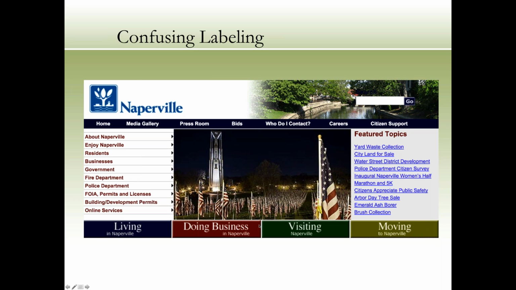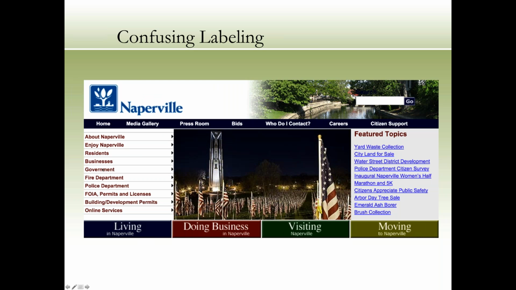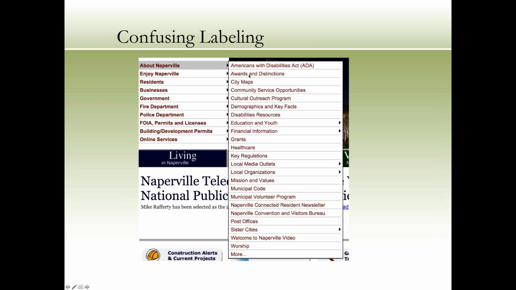And then we even have, I don't know if you guys can see my arrow, these big buttons, moving to Naperville, visiting Naperville. These are all pages as well. So it can get very confusing for the user. This was that left hand labeling that we had on the previous slide. Yeah, right here. These are the submenus. That's a lot. And we even have a more button. That's never good. And then even these pages have submenus.